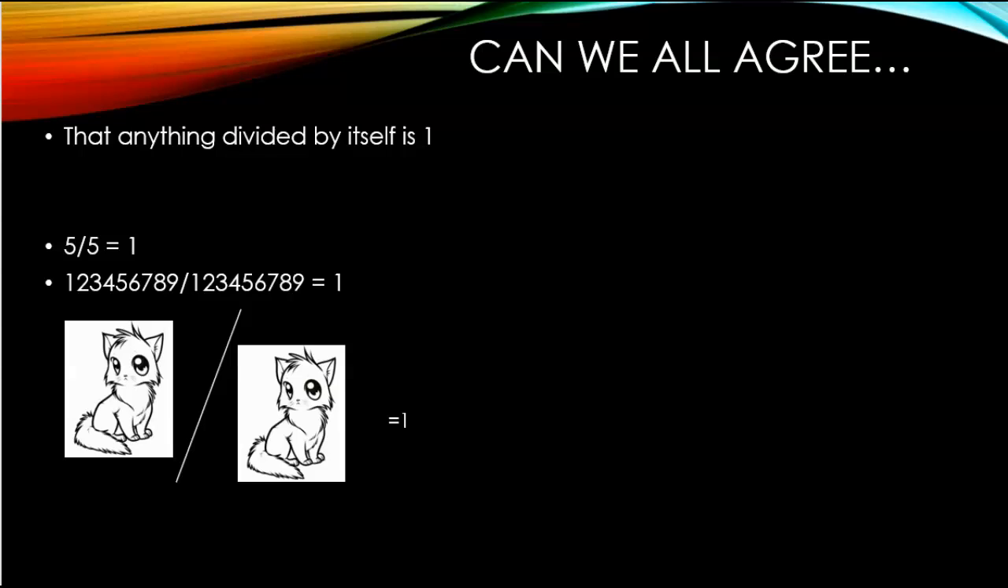5 divided by 5 equals 1. 123456789 divided by 123456789 equals 1. Cat divided by cat equals 1. Right? We all agree with that?